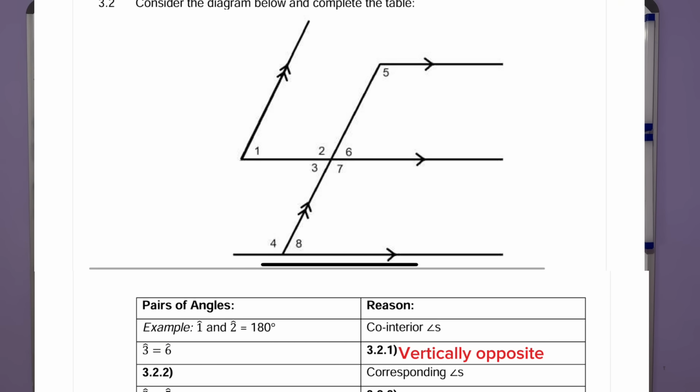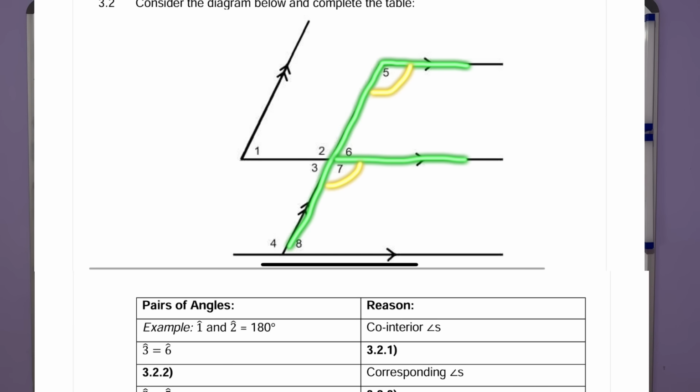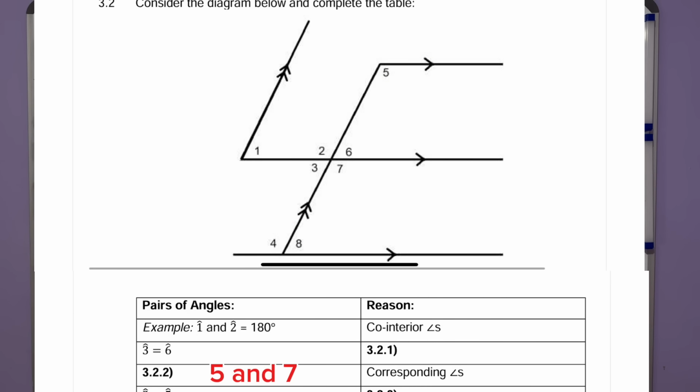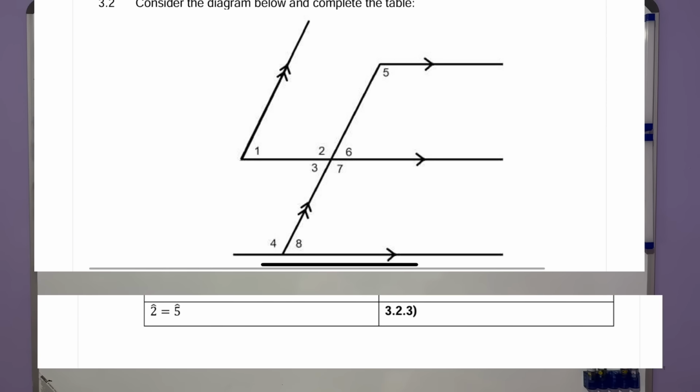3.2.2. Corresponding angles. Which two angles are corresponding angles? Over here there's quite a few, and you know the corresponding angles refers to the letter F. Firstly, you have 5 and 7. That's a normal F that you can see over there. So for 3.2.2, you only need to give one of those pairs of angles.